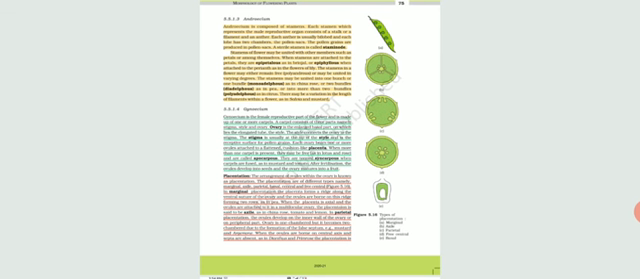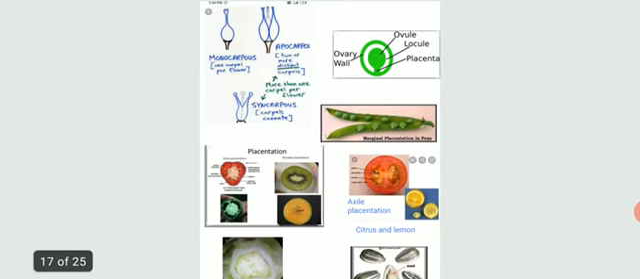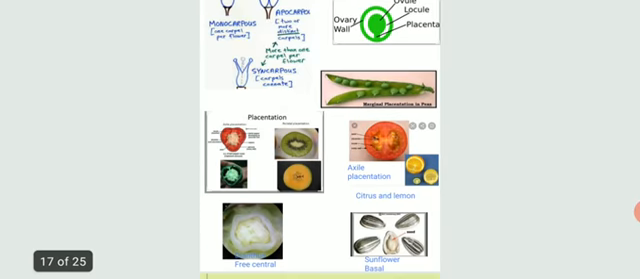Last is called basal. You can see the ovule is just present at the base of the ovary. So placentation means the arrangement of the seeds inside the fruit, or you can say the arrangement of the ovules within the ovary. How seeds are located inside. This arrangement is called placentation.